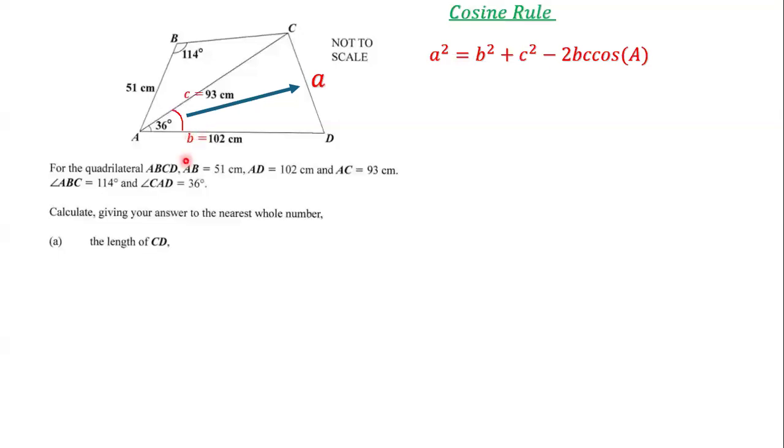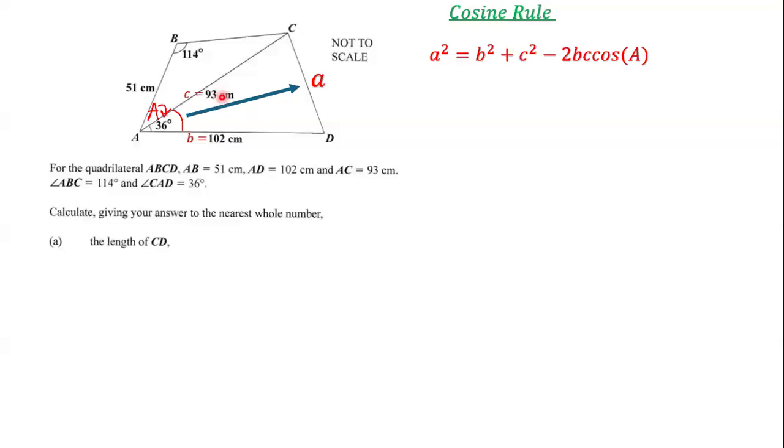So let's label this capital A. 36 degrees is capital A. Small a is the missing side, and the angle opposite the missing side we call capital A. Small b is equal to 102 centimeters, and small c is equal to 93 centimeters.